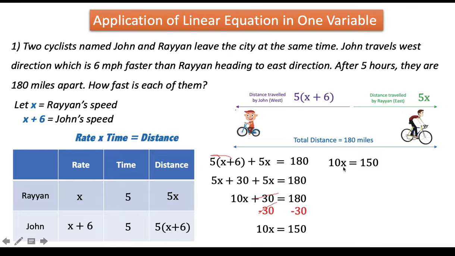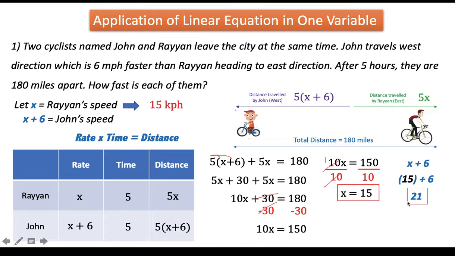Now, to finally isolate x, divide each side of the equation by 10, applying the division property of equality. 10 divided by 10 is 1, 1 times x is x, and 150 divided by 10 is 15. Therefore, x equals 15, and that x represents Ryan's speed. Therefore, Ryan's speed is 15 kilometers per hour. How about John's speed? Since it is represented by x plus 6, we will use that expression and replace x by 15. 15 plus 6 is 21.